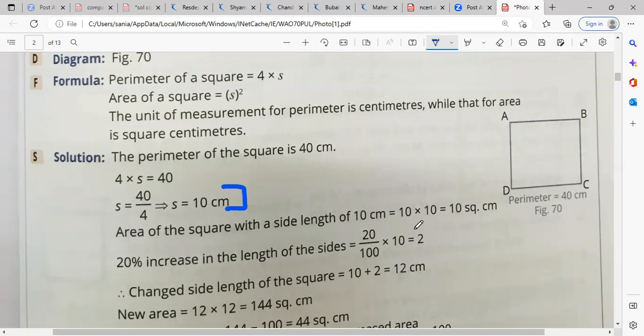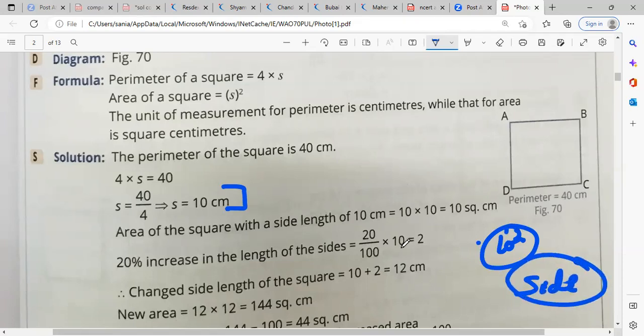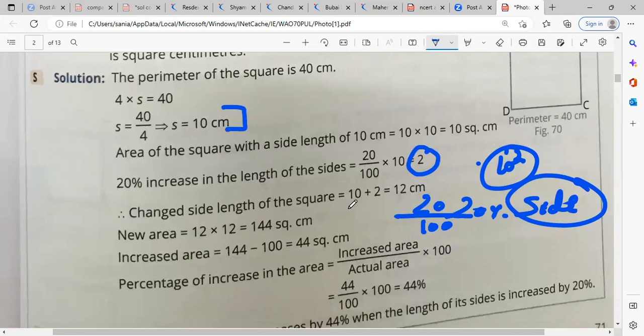Ma'am. So they have written square centimeter, 10 and 10, like this. Now, remember one thing, they have written square, so that means it is 10 squared. Now, 20% increase in the length of a side. So, 20 upon 100 multiplied by 10. Why? Because whatever the side is, 20% of that side, and what is your side? It is 10. Right? So 20% means 20 divided by 100, so you got 2. Clear? And then the changed side length of a square. So earlier it was 10, now 20% increased. What is your 20%? It is 2. 20% of your side is 2. So, 10 plus 2 is 12 centimeter.